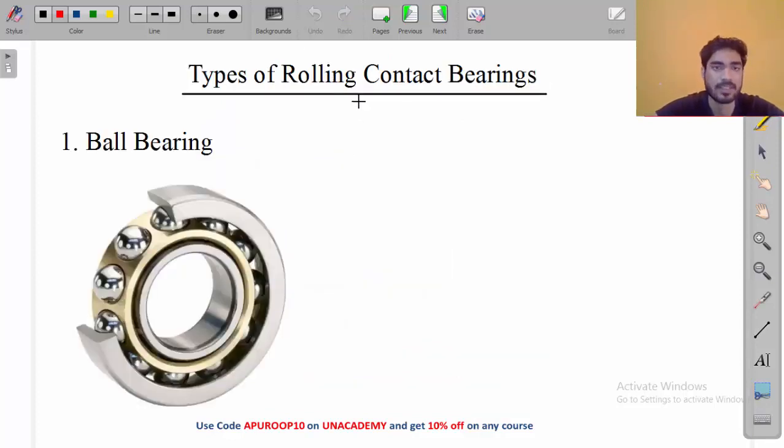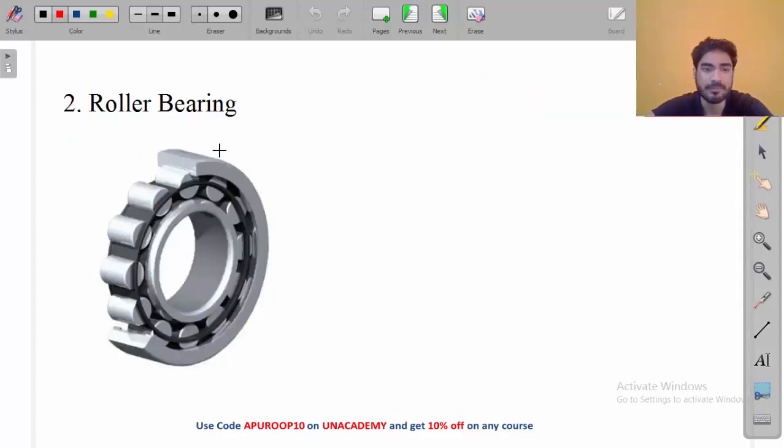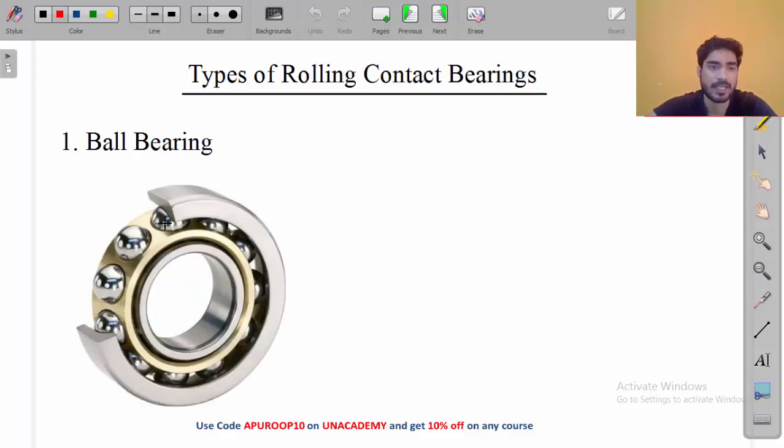Okay, my friend. Now, rolling contact bearings are also of two types: ball bearing and roller bearing. Ball bearing, roller bearing. What is the difference?